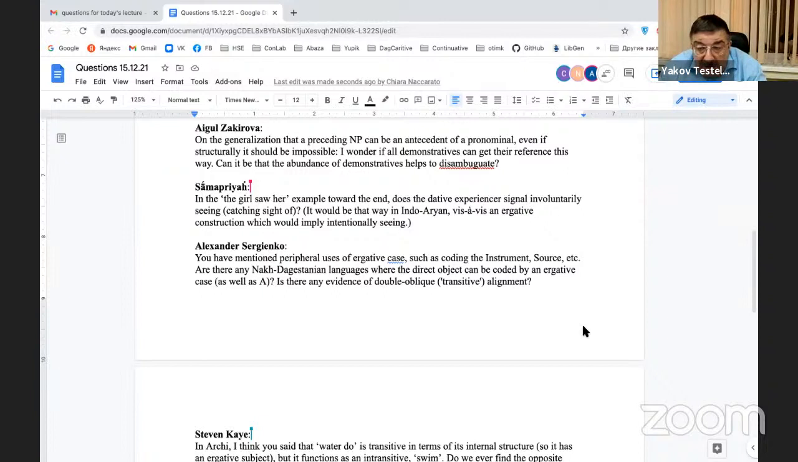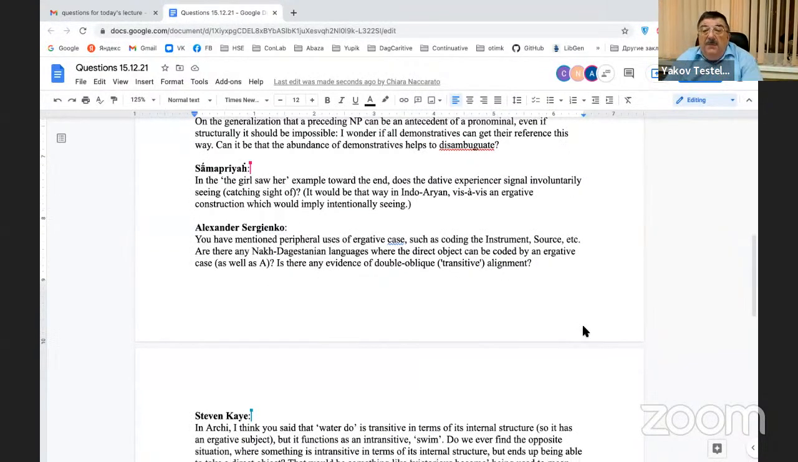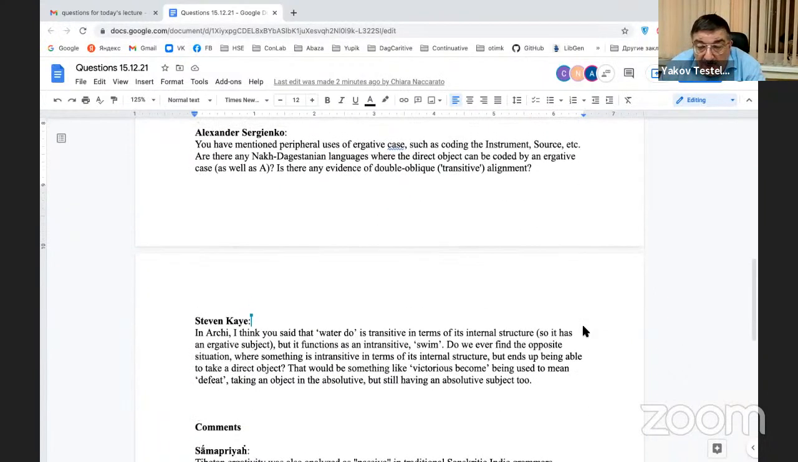When direct objects can be coded by... well, maybe in some Dagic antipassives, I don't remember exactly. In some Dagic antipassives, if I'm not mistaken, direct objects can be coded by ergatives. Yes, in Dagic. But in that case, the transitive subject is coded by absolutive. So if you are interested in double oblique alignment, I haven't seen double oblique alignment in these languages, but I should have probably said something about Dagic antipassives too.